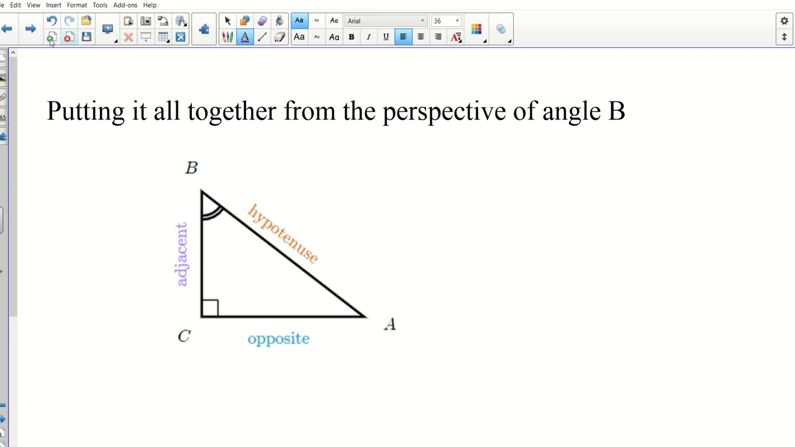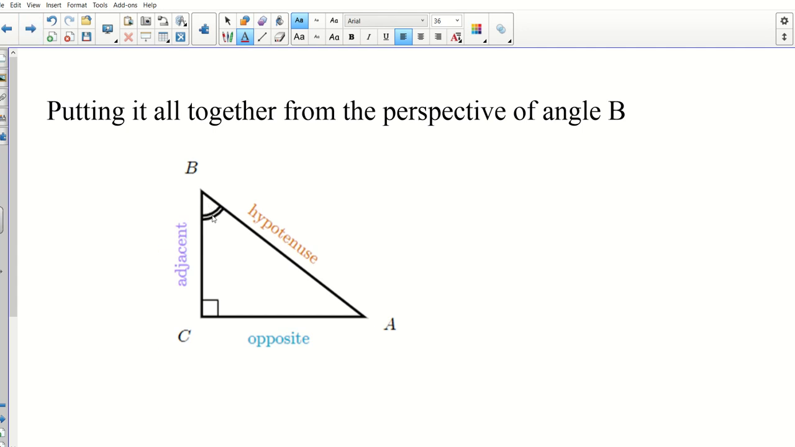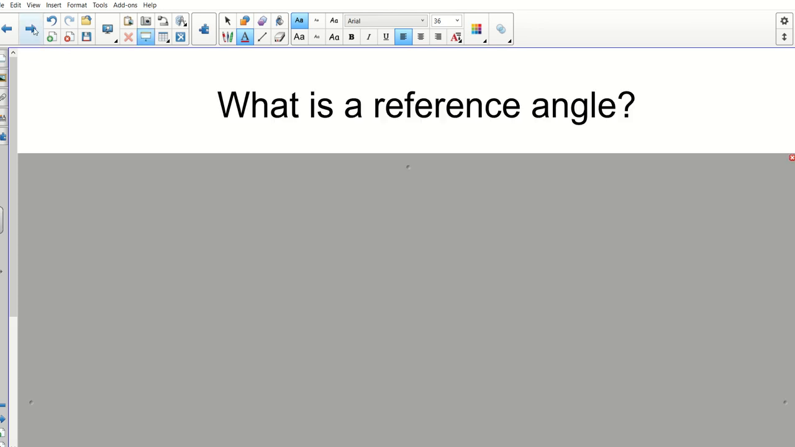So I'm just going to flip back so you can see the difference. Angle A, referring to this angle down here. Adjacent is at the bottom and opposite is on the left. When I change my perspective to angle B, adjacent's on the left, opposite's on the bottom. The hypotenuse did not change. It will always remain the longest side of the triangle. That's why it's really important to understand what the reference angle is.